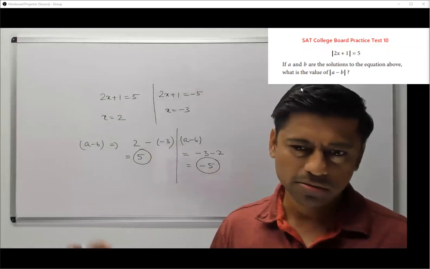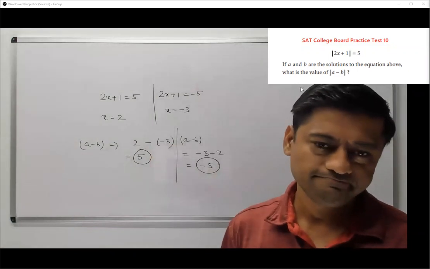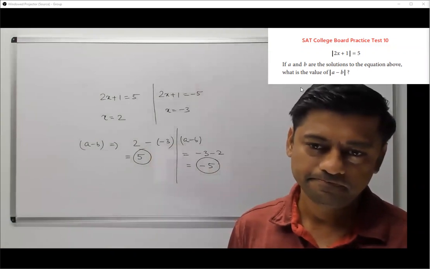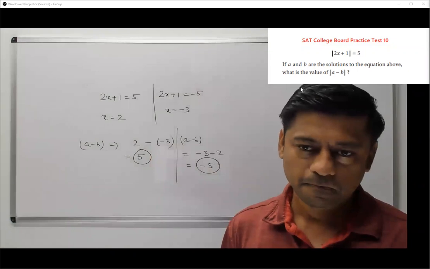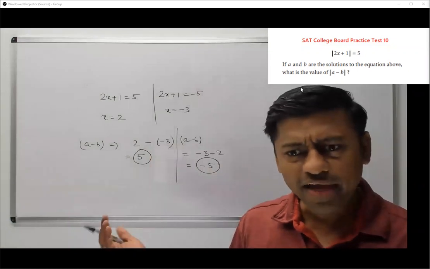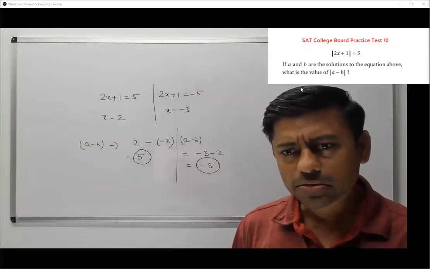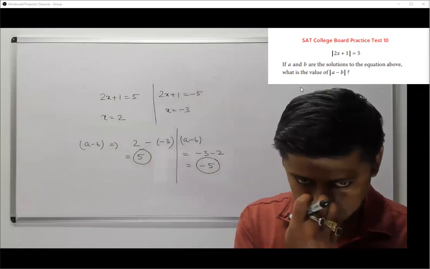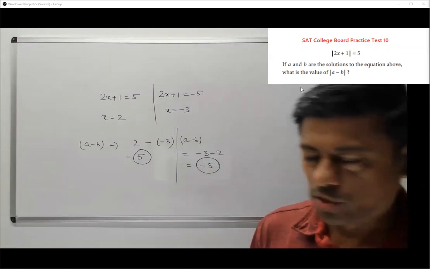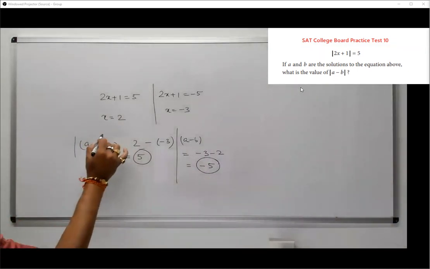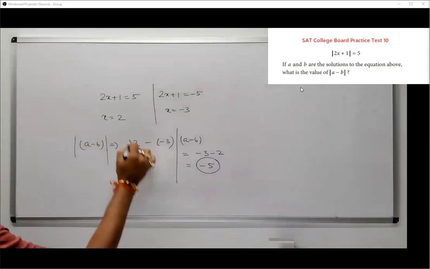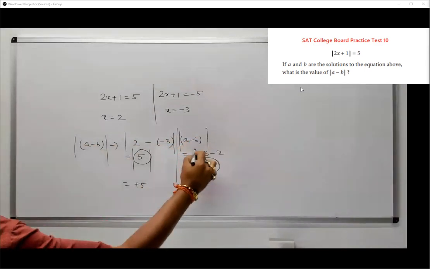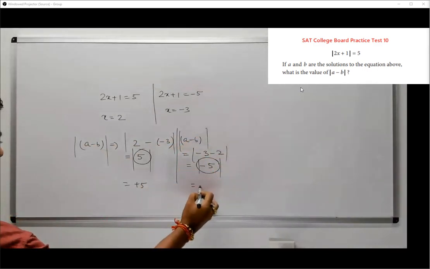How many of you are getting this? That's what I did. Yeah, this is what I got. I got 5 and -5, both are my answers. No, because it said that you have to put the absolute value signs around the answer. This is what is being asked. This is what is positive.